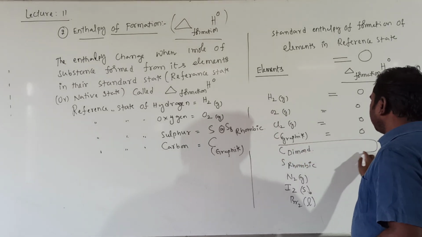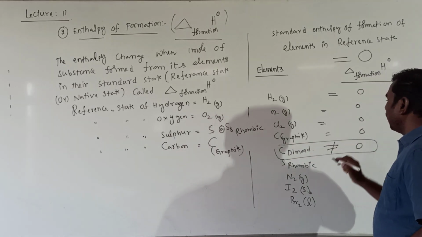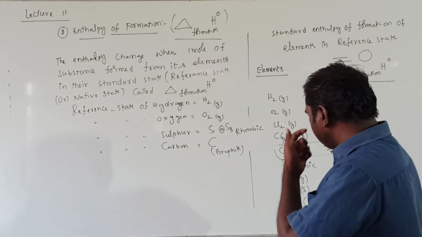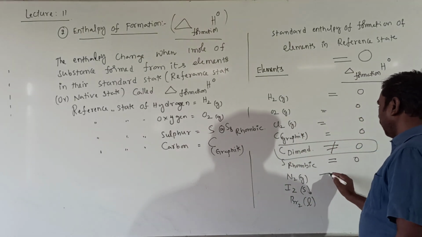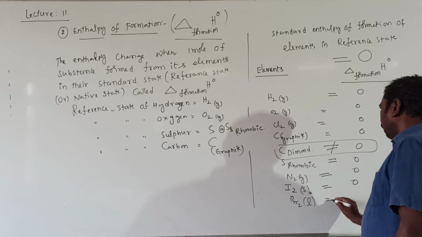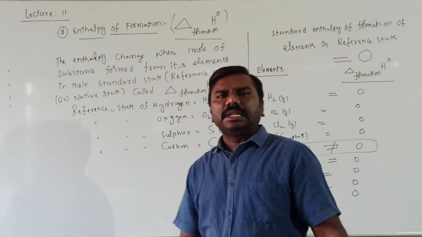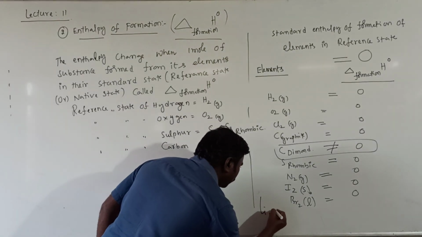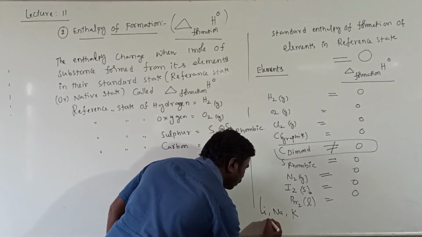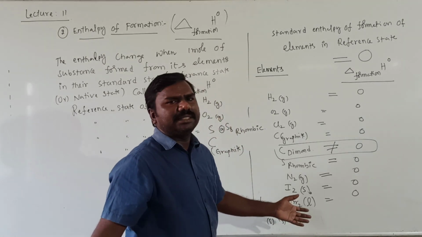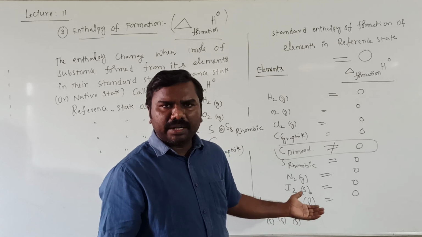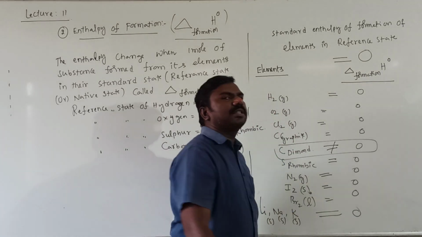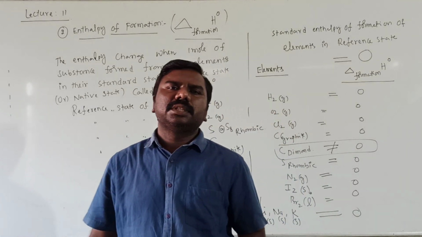For diamond, it is not the thermodynamically stable one, so it is not equal to 0; it has some value, which we need to remember. Next, rhombic sulfur 0, N2 0, I2 0, Br2 0. For metals like lithium, sodium, potassium, all are solids only, students. These all exist like this only in nature, in elemental form. Their enthalpy of formation becomes 0. So we need to remember this.